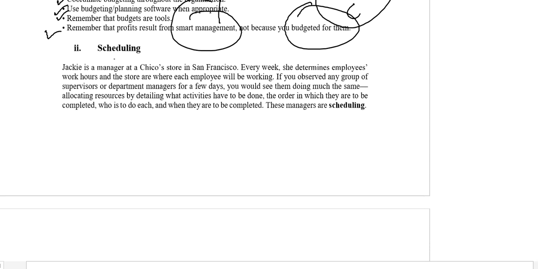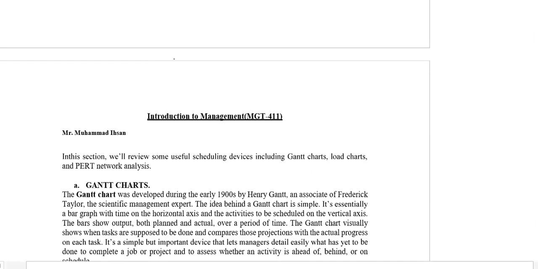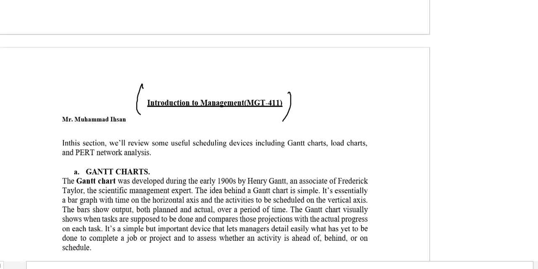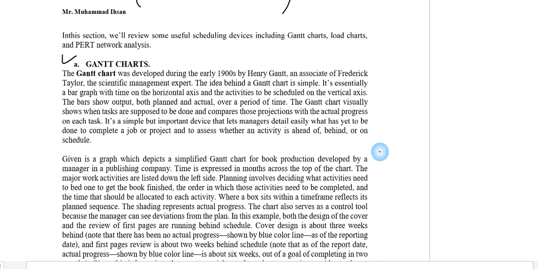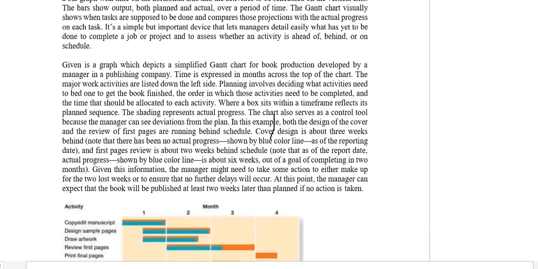So students, next is scheduling. Scheduling means making schedules of different activities and different projects. In order to make schedules, we have different scheduling techniques. First is the Gantt chart. The Gantt chart was developed by Henry Gantt. He was an associate of Frederick Taylor, and Frederick Taylor is the founder of scientific management.